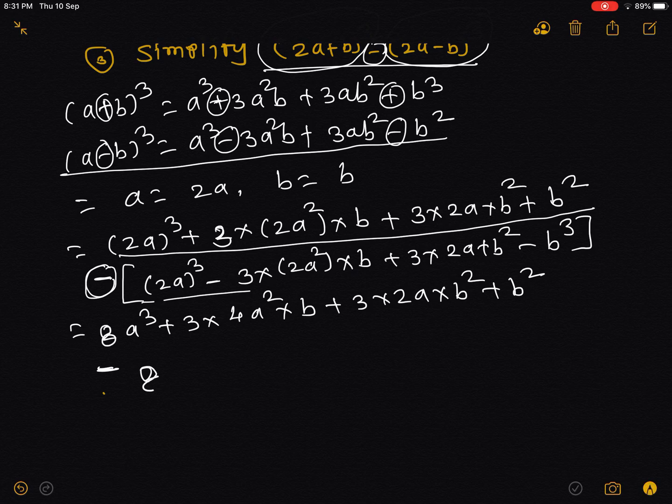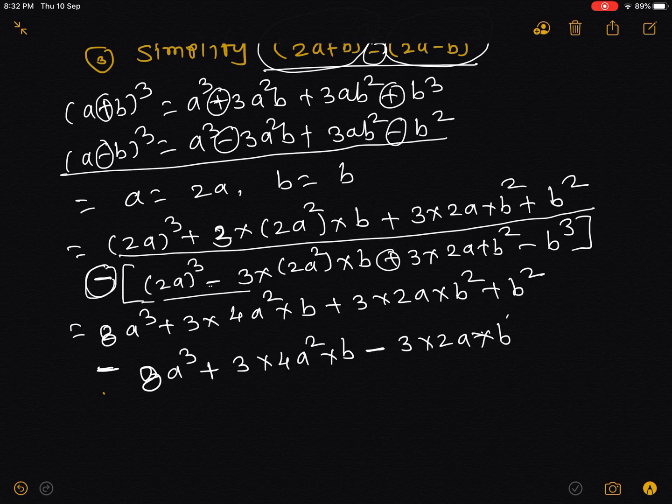(2a)³ is 2³ which is 8, and a³ is a³, minus 3. Here we change the sign and get plus 3 into 4a² into b, minus 3, here we get the minus sign, 3 into 2a into b², here again the sign becomes plus b³.